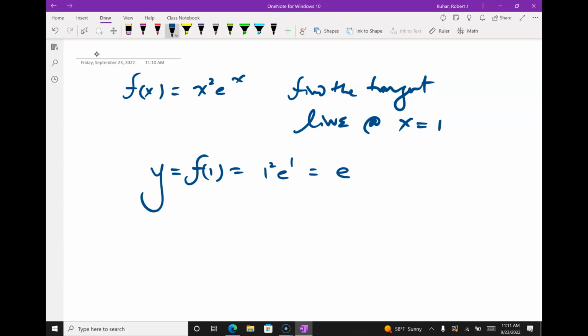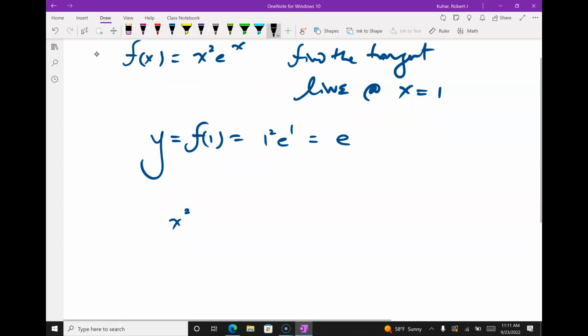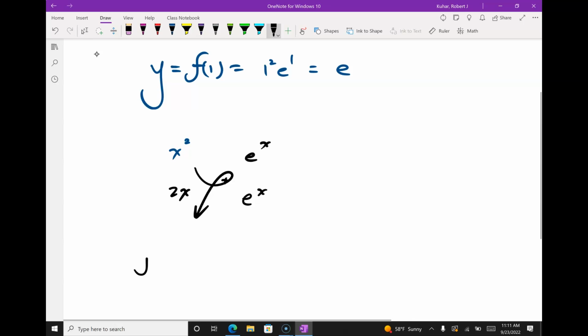I need a derivative, but that means product rule. Do you see it? Product rule here? Yes? So my first function in my product is x squared. I often won't even put the variable there. I'll just say x squared is my first, 2x is its derivative, right? e to the x is the second factor in the product, and the derivative is e to the x. So what do I get for f prime of x? I get x squared e to the x plus 2x e to the x.